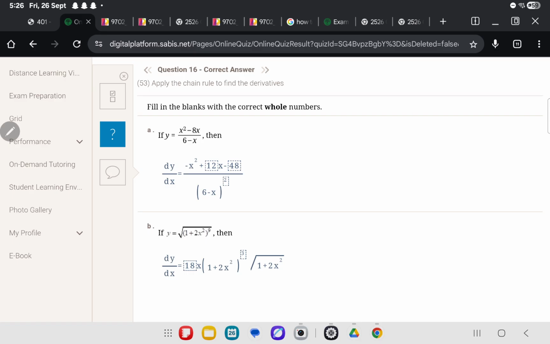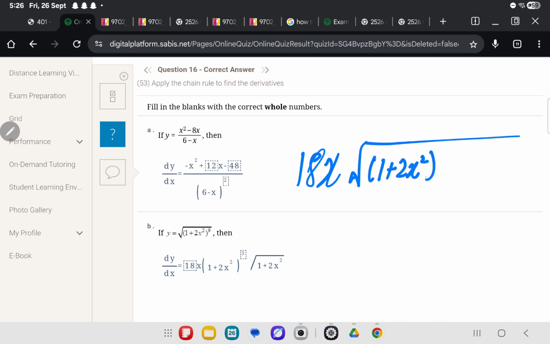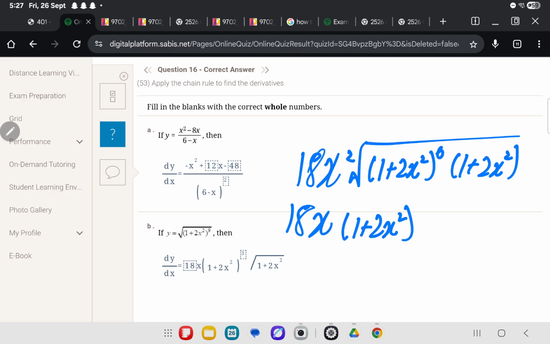So, it's going to be 18x. Right? Radical, where was I? Yes, I remember where I was. So, radical 1 plus 2x squared to the power of 6 times 1 plus 2x squared. Right? Now, this is 2, this is 6. So when I take it out, it's going to give me 18x into 1 plus 2x squared, 6 over 2, because I'm taking this out.